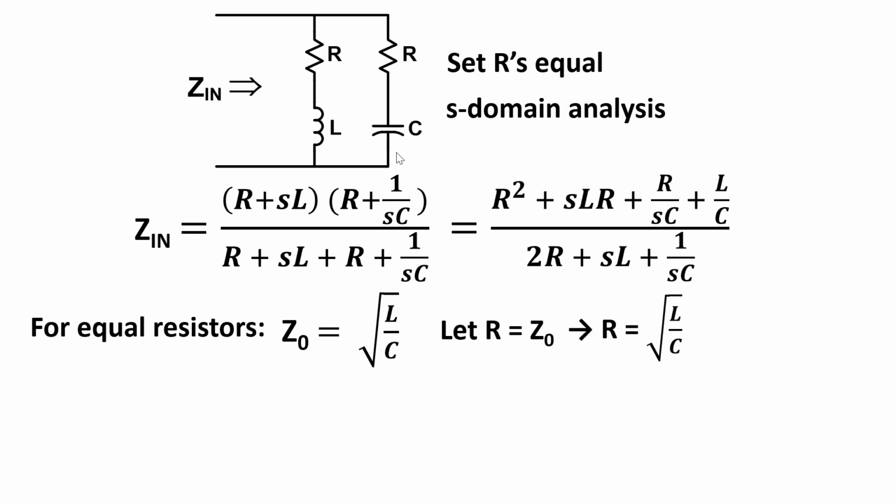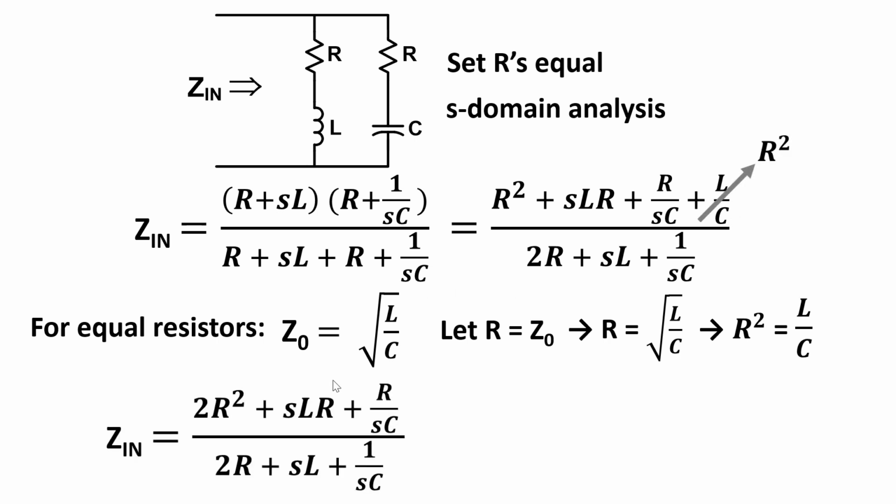The second constraint I'm going to put on the problem is to set these resistor values to be equal to that characteristic impedance, where R equals square root of L over C, or I can say R squared equals L over C. Now notice I've got this L over C term here, so I can replace that with R squared. And that gives me the input impedance shown here.